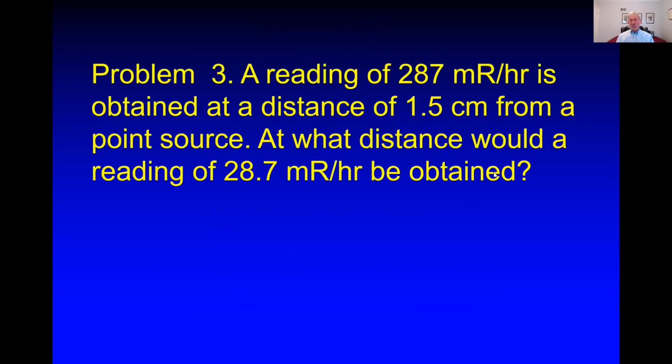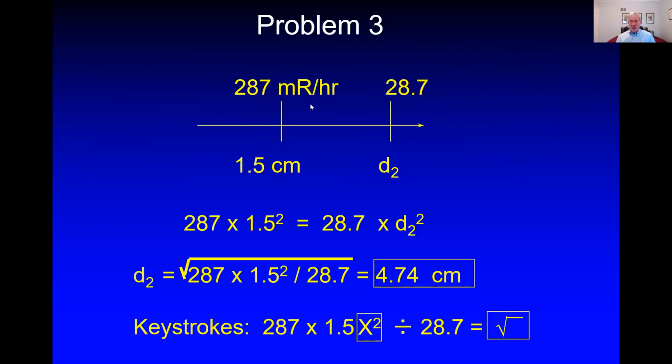Okay, let's take a look at problem number 3. Here we have a reading of 287 at a distance of 1.5. So we know by setting up our equation, it's going to be 287 times 1.5 squared equals 28.7 times d2 squared. We don't know the distance. Here is the setup. 287 times 1.5 squared equals 28.7 times d2 squared.